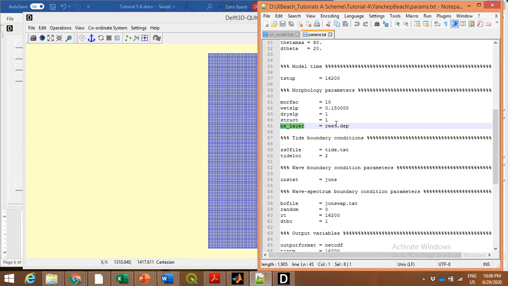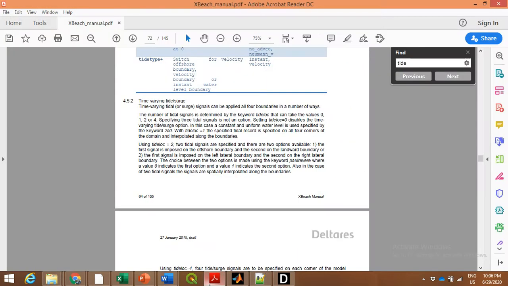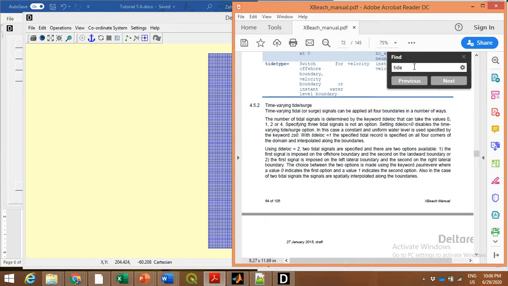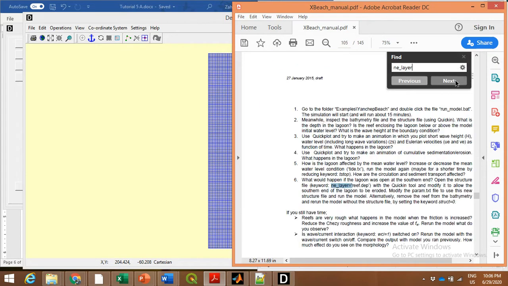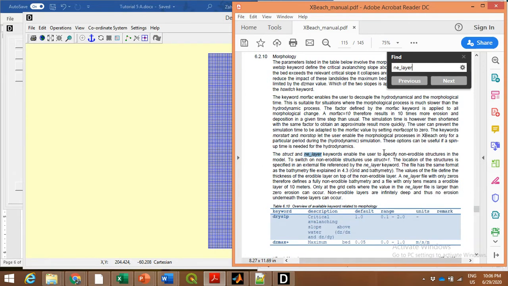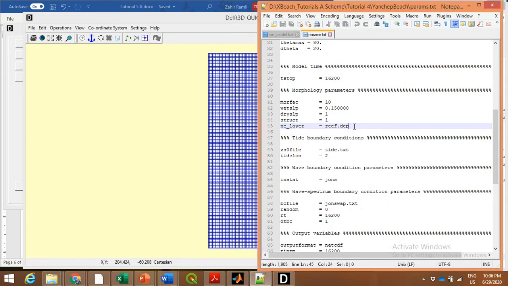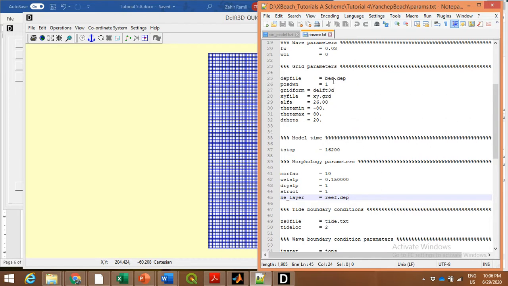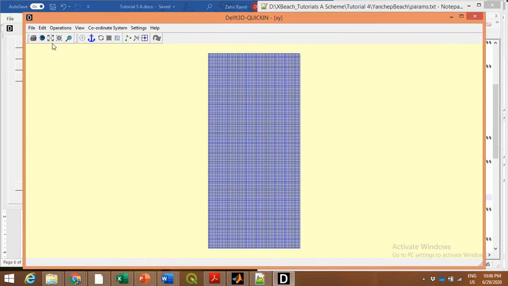What is ne_layer? You can go to the XBeach manual, if you're still not sure what ne_layer is, and search for it. So ne_layer means it is used to specify a non-erodible structure. So what do these two mean? The bed.dep shows you the bathymetry depth, while the reef.dep means it's the reef structure that is non-erodible. It's just there.